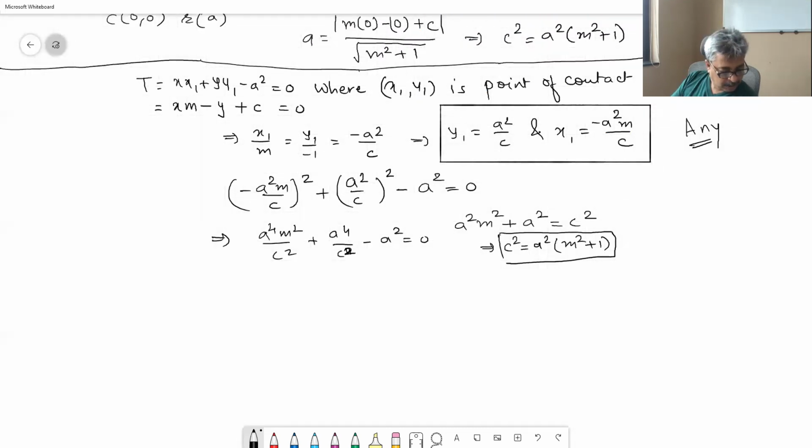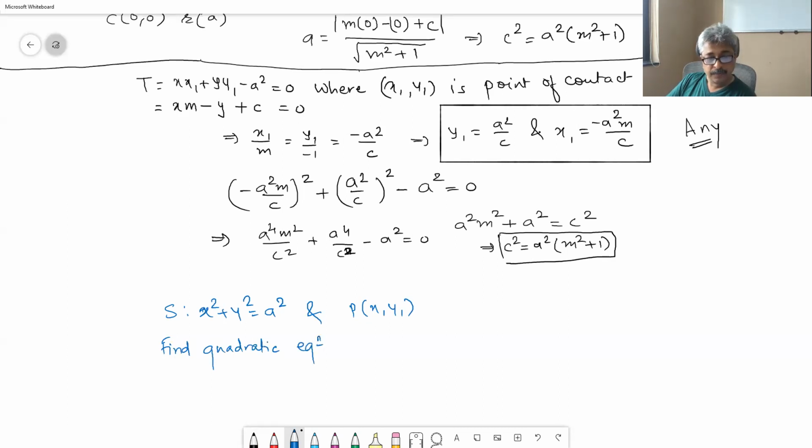Okay, so if the circle is S is equal to x square plus y square is equal to a square and P is x1 y1, find the quadratic equation in m, which is slope of tangent passing through P.